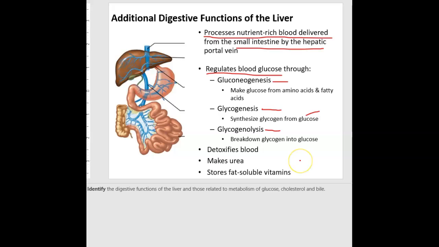Also, because the liver receives blood directly from the small intestine, it can detoxify the blood in the sense that it can take nitrogenous compounds and make urea. It removes the amine group and those amines become part of urea. Eventually, of course, the kidney is going to be the one that removes the urea from the bloodstream. Another thing that the liver can do is it can store fat-soluble vitamins that it receives from the hepatic portal vein. So those are the additional digestive functions of the liver to make up for what was not in our last lecture.